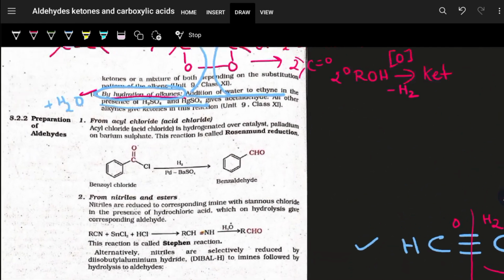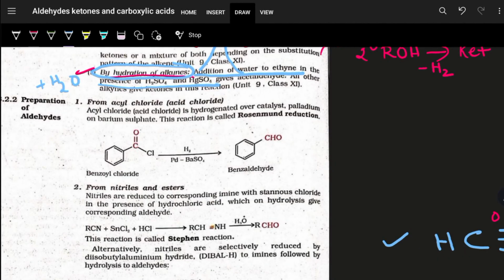Next, moving to preparation of aldehydes. Preparation of aldehyde. This is actually a name reaction, Rosenmund reduction. It's a reduction of acyl chloride or acid chloride. So it can take place from RC double bonded OCl or ArC double bonded OCl. The example which is over here is of ArCOCl, that is benzoyl chloride.